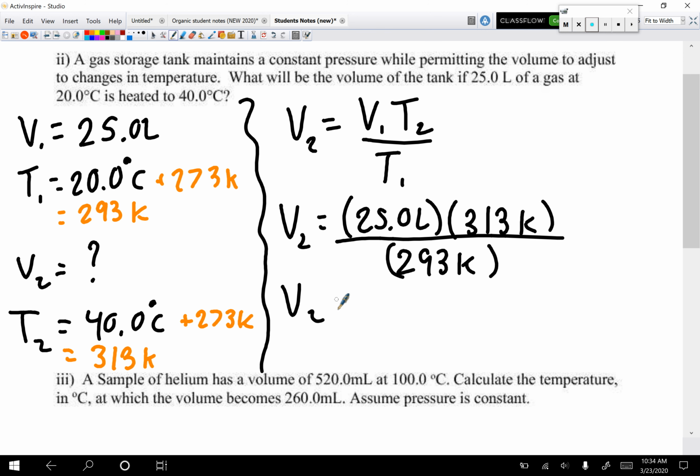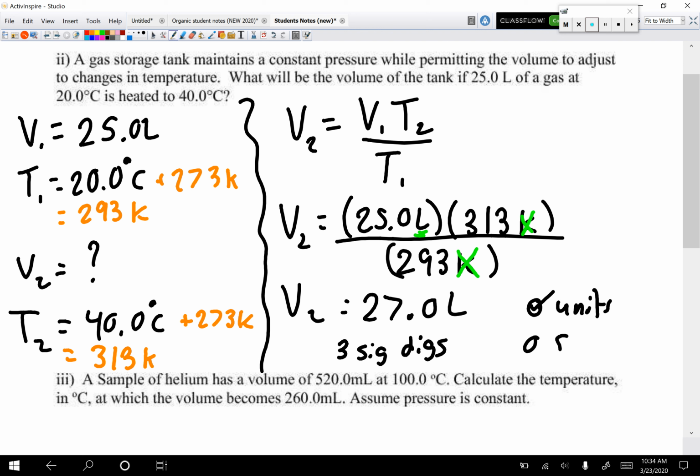So V2. Now, if you want to pay attention to your dimensional analysis and how the units cancel out, notice we have Kelvin in the numerator, Kelvin in the denominator, so those units cancel out. The unit that we're left with is going to be liters, and of course when we solve, we get 27.0 liters. So we got 3 significant digits. So our final answer, same thing. Did we get the units? Yes. Did we get the number of significant digits? Also, yes. So this is our final answer.